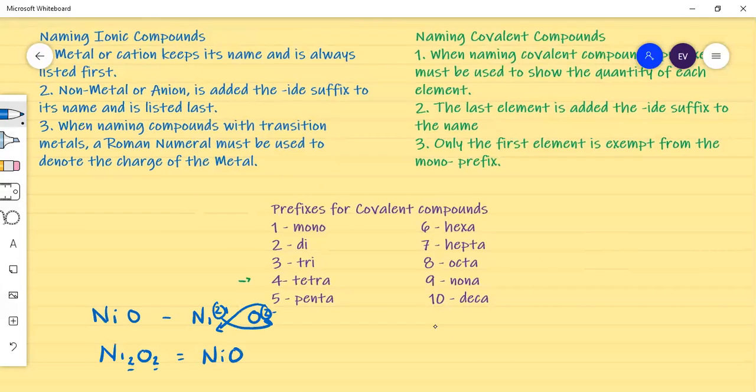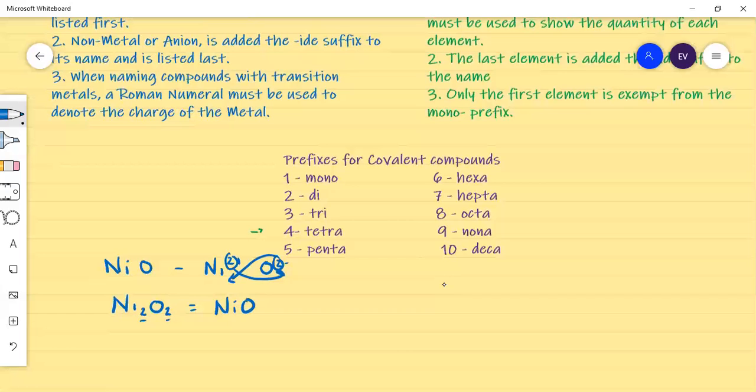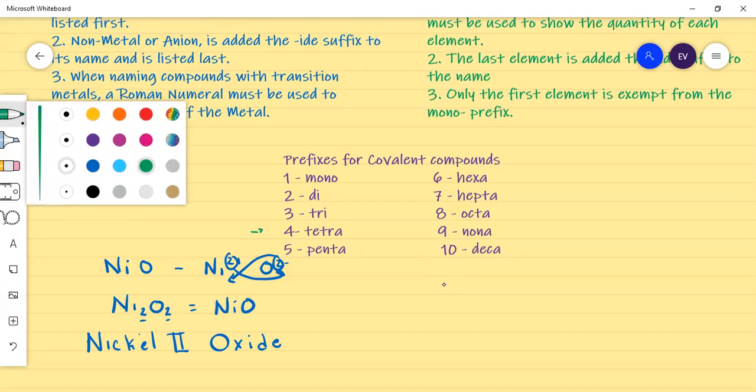Now, I know this, so I know that when I started this compound, I ended up with a nickel 2+. So to name this compound, it's going to be nickel 2 oxide. Nickel 2 oxide. Okay.